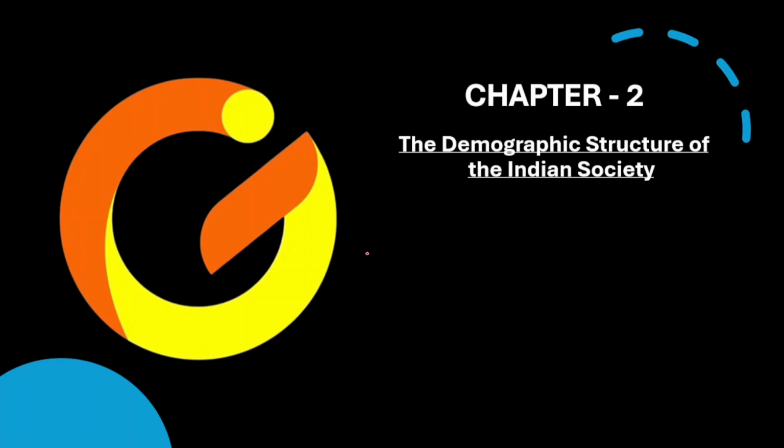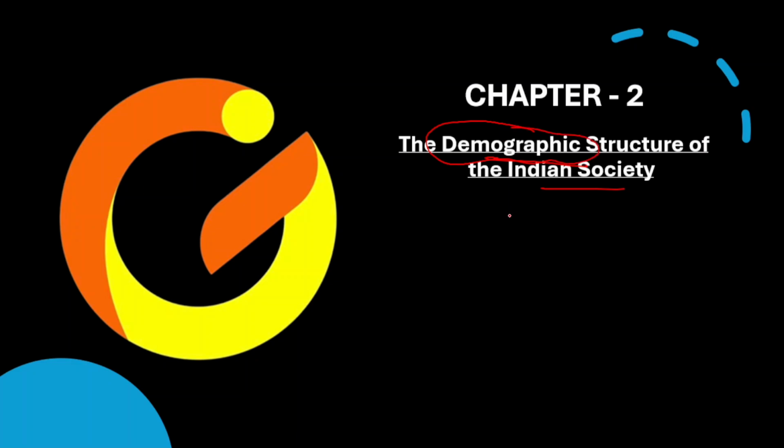Data with respect to age, region, religion, economy, all these conditions. That is called a social map, right? So that's it. So let us move on to chapter 2 now, that is the demographic structure of the Indian society. Dear students, this term you know already: what is demography.